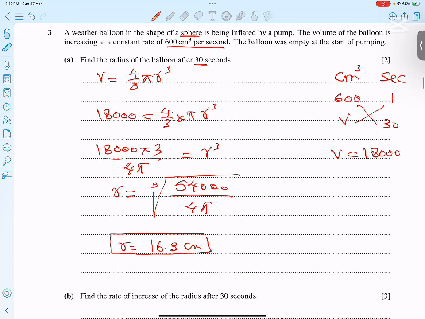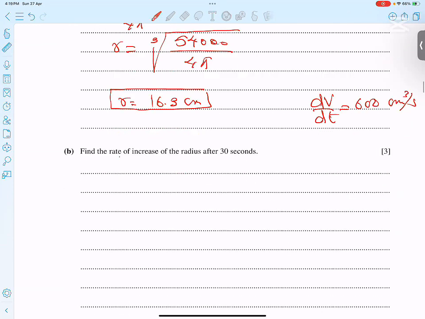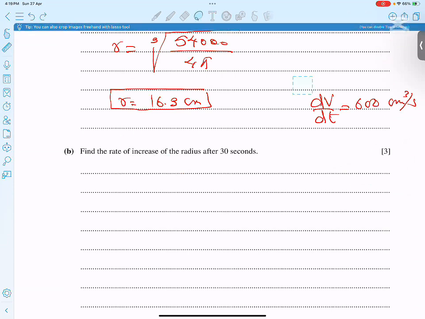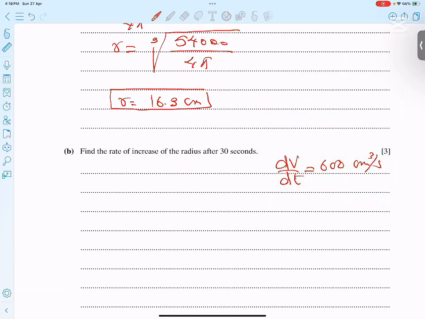Second part, and very interesting. Look here, the volume is increasing at a rate. Whenever rate comes, this means dV over dt, because he said volume 600 centimeter cube per second. So what is he asking to find now? The rate of increase of radius. This is given by him, and he is asking for dr over dt. So dr over dt is the question to find. How do I know? Rate of increase of radius.